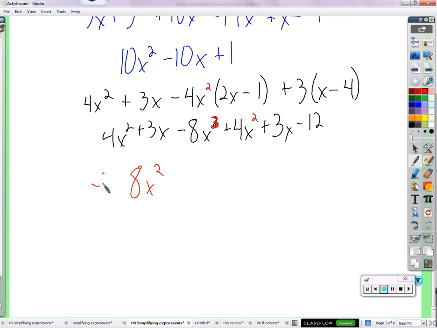Go ahead and just drop that negative, minus 8. And then it's going to be 6x. 3x plus 3x would be 6x. Minus 4. Wyatt, what's the last?